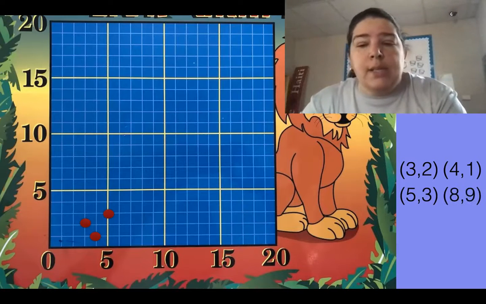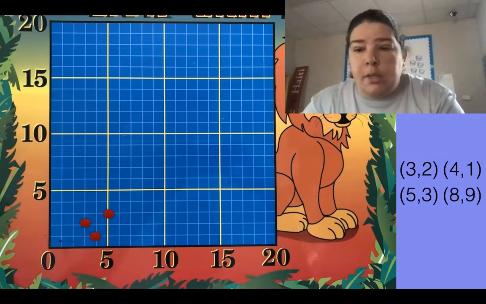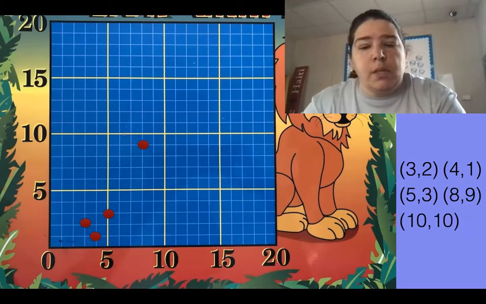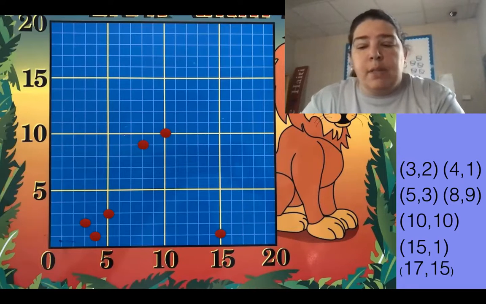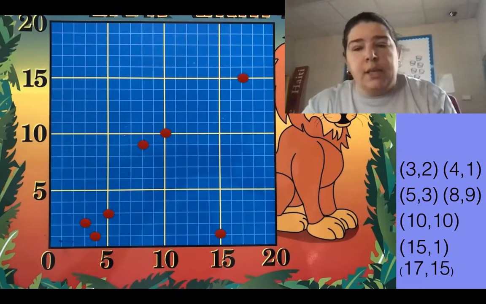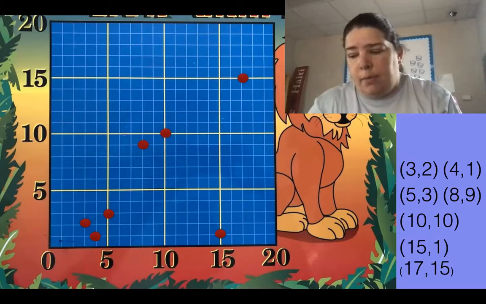Next one is 8, 9. Across 8 and up 9. Next one, 10, 10. Across 10 and up 10. Very good. And the next one, 15, 1. Across 15 and up 1. And the last one, 17, 15. Across 17, up 15. Okay, very good. Okay, so that is graphing with a line graph.